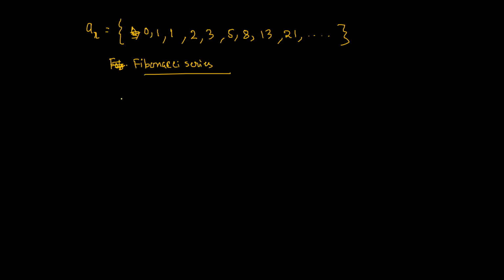Where we can say that if you compare this one and this one, this is some A of i. So let's write Ai only. So you can say Ai is equal to Ai minus 1 plus A of i minus 2.